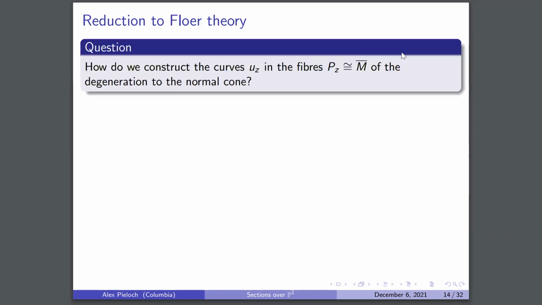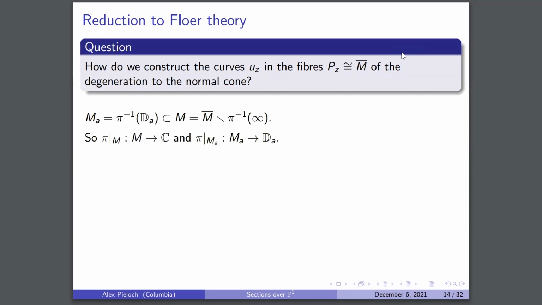Okay. So I will ask a question. How do we actually construct these disks inside of these fibers of our degeneration of the normal cone? I already indicated that we wanted to do Floer theory inside of the complement of one of the fibers. So let me fix some notation. M sub A is going to be the inverse image of the disk of radius A, and M is just going to be the complement of the singular fiber. Okay, so M fibers over C and M sub A fibers over the disk.